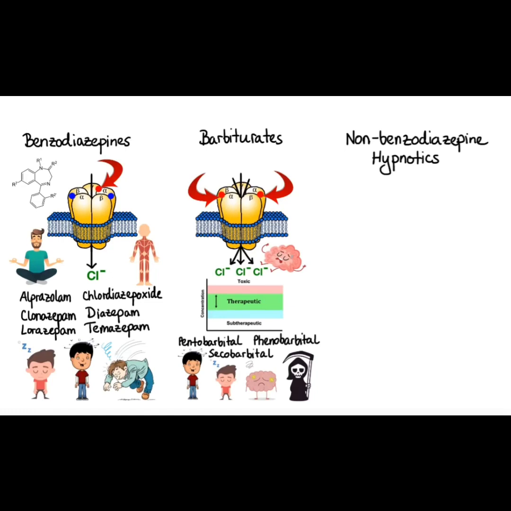Now let's move on to our last group of drugs, that is non-benzodiazepine hypnotics. As I mentioned at the beginning of this lecture, GABA A receptors in different areas of the central nervous system consist of various combinations of the subunits. The specific subunit that appears to mediate sedation is the alpha-1 isoform.